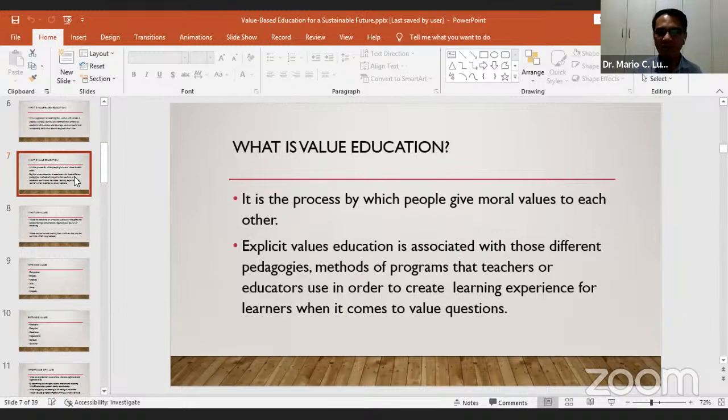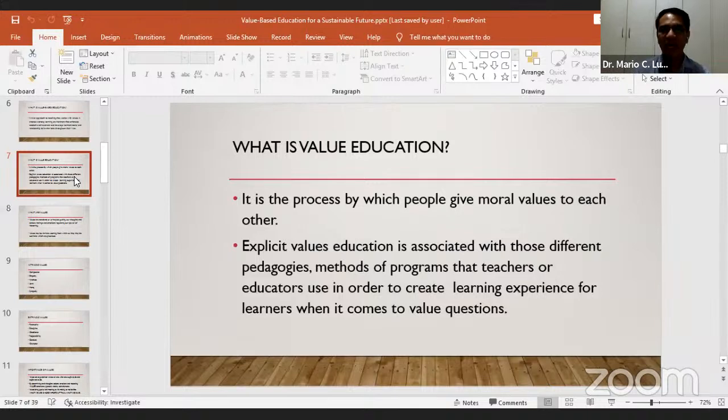So explicit value education is associated with those differences in pedagogies, methods, or programs that the teachers or educators use in order to create learning experiences. In the Philippines, we have value integration across subjects. For example, when we teach the concept of subtraction or multiplication, the teacher must try to inject lessons, okay, values that are associated with addition. So for example, adding polynomials or adding algebraic expressions.